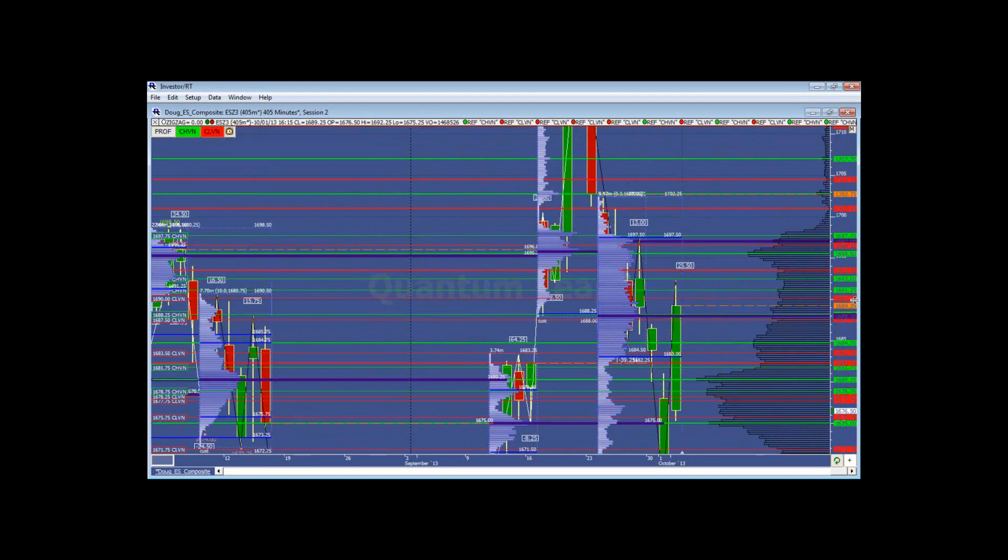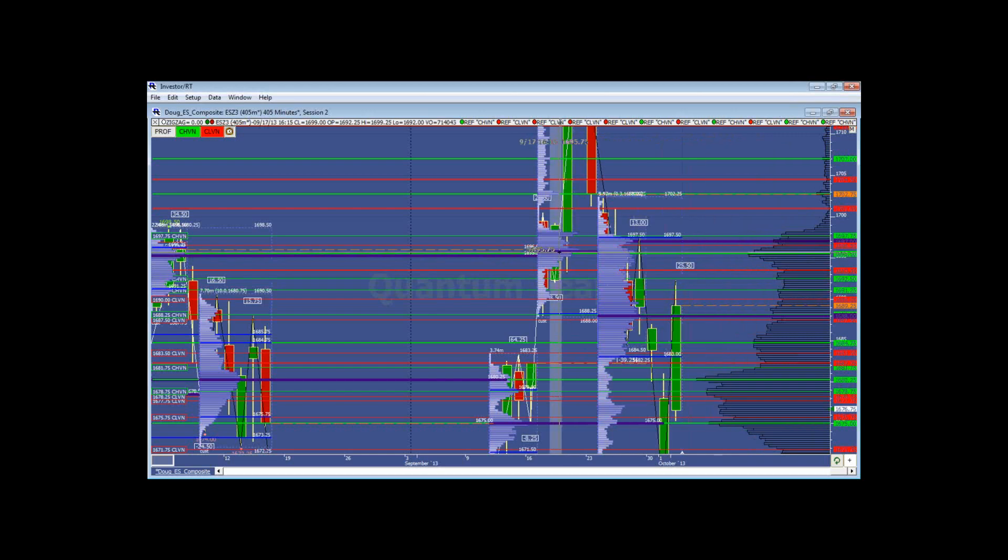Of course, if we do get up to the upside, my line in the sand for a larger rotation up is going to be right here at this 1690 CLVN. If we get above that, then I'm looking for a move up to that 95.50, which was the former microcomposite VPOC that we are watching.